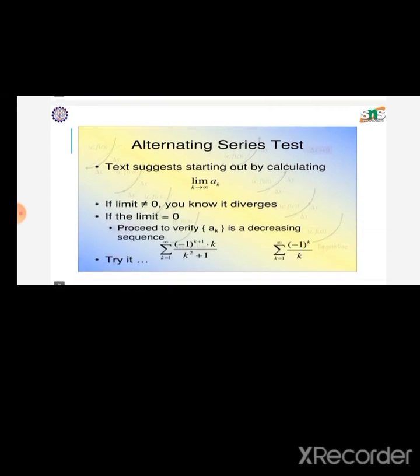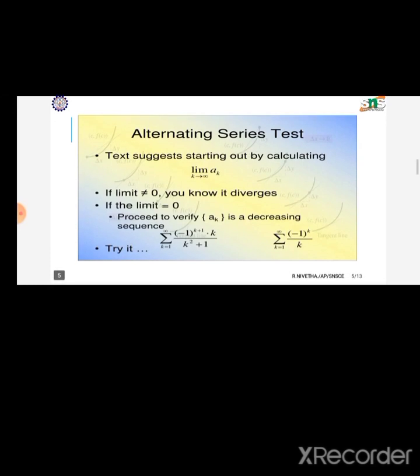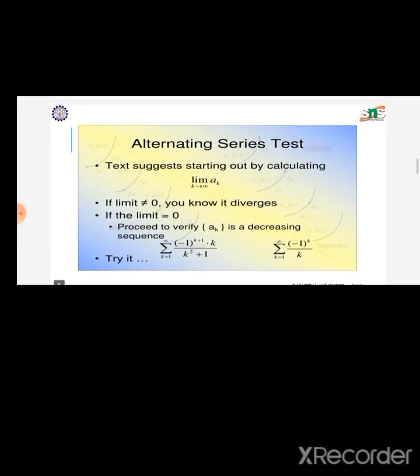Next, calculate the limit as k tends to infinity of a_k. If the limit is not equal to 0, then it is a divergent series. If the limit is equal to 0, then it is convergent, and then we verify that the sequence a_k is a decreasing sequence. For example, the summation from k equal to 1 to infinity of (-1)^(k+1) k divided by k squared plus 1.